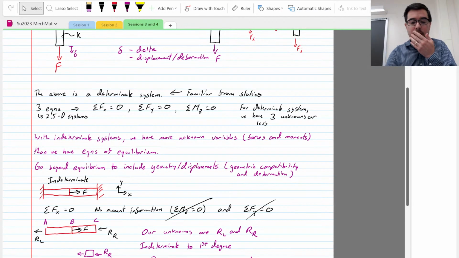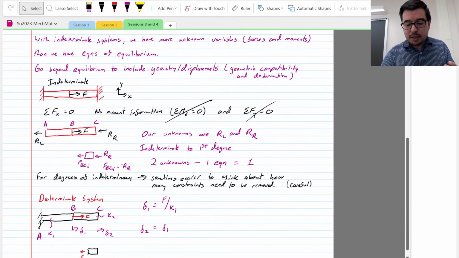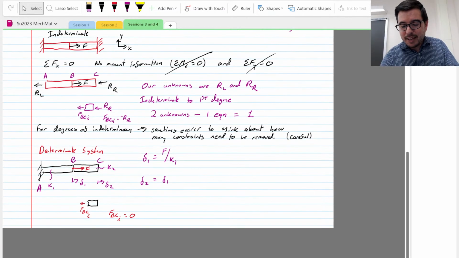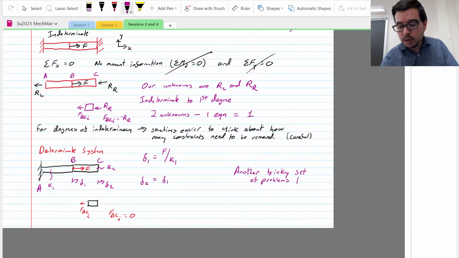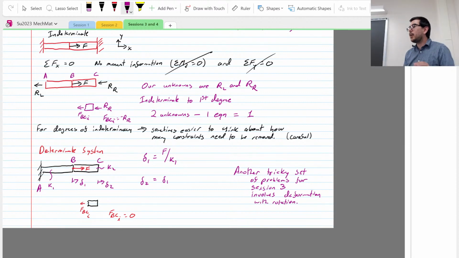We'll just say another tricky set of problems for session 3 involves deformation with rotation.